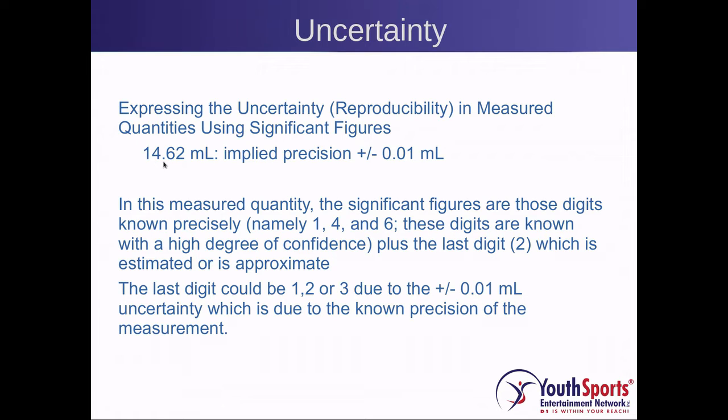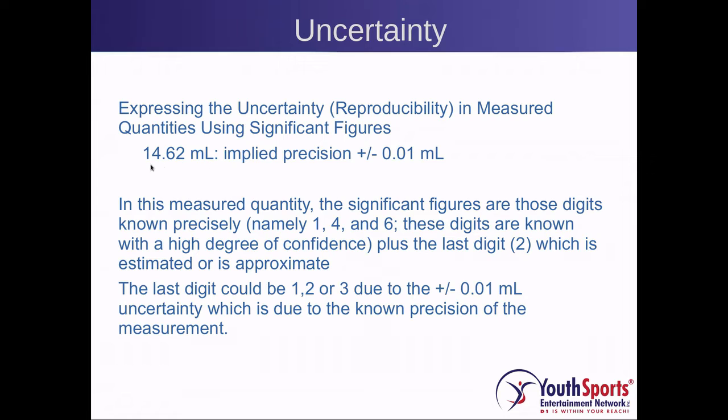What this tells us is that when we get a measurement of 14.62, we can be sure of the 14 and the 6, but the last digit can be plus or minus 0.01, so it can be either 2 plus 1 or 2 minus 1. The actual measurement could range from 14.61 all the way to 14.63. So that's what this means.